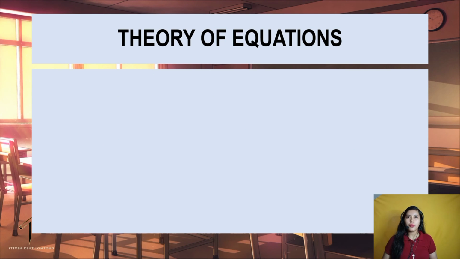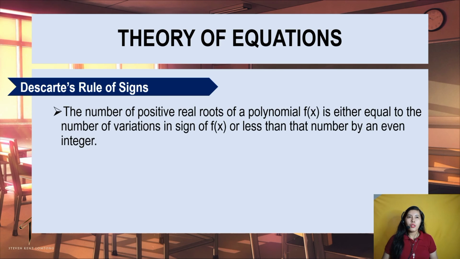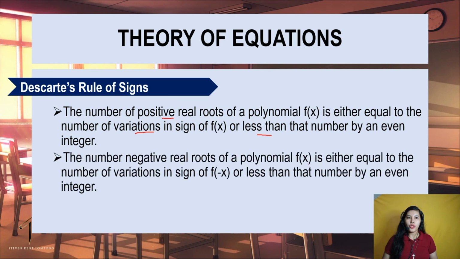So in the theory of equations, we have Descartes' rule of signs. It states that the number of positive real roots of a polynomial f of x is either equal to the number of variations in sign of f of x, or less than that number by an even integer. The number of negative real roots of a polynomial f of x is either equal to the number of variations in sign of f of negative x, or less than that number by an even integer.